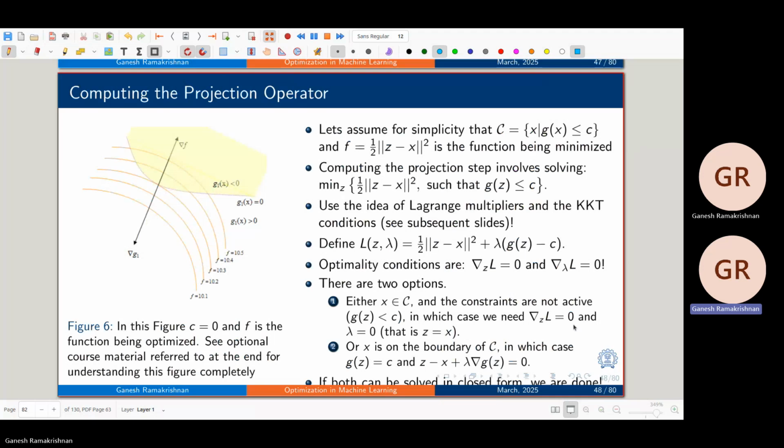Okay. And let's understand this from the level curves. We'll look at geometric intuition first. So what's the intuition here? I have the gradient of f, which I'm trying to minimize, and these are the level curves of f. You can see the gradient is in the direction of increasing level curves, and it is perpendicular to the level curve.